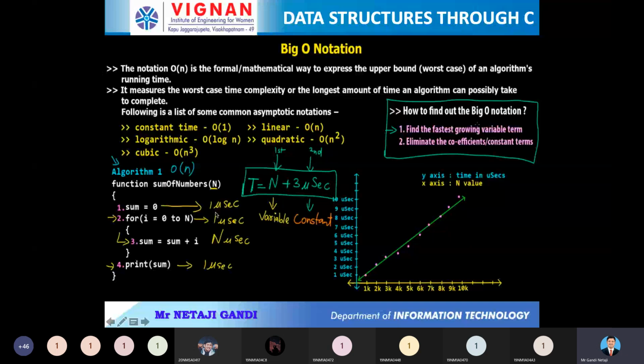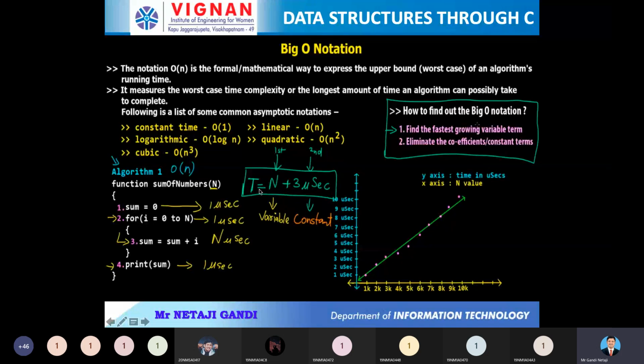This is the first one, this is the second one. So here n is a variable and 3 microseconds is constant. Whenever you calculate the big O notation, there are two important points to remember here. This is very, very important. Whenever you calculate the big O notation, you must follow two steps. First one is to find the fastest growth of the variable term. It is nothing but finding the variable in the given equation. This is the variable. This is a constant.